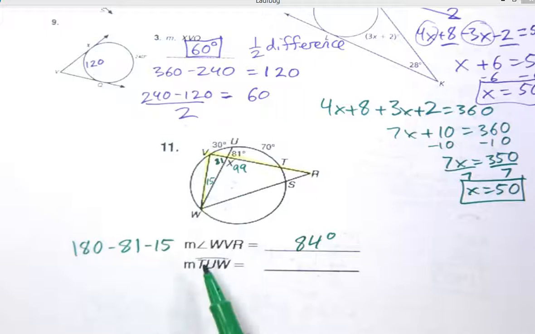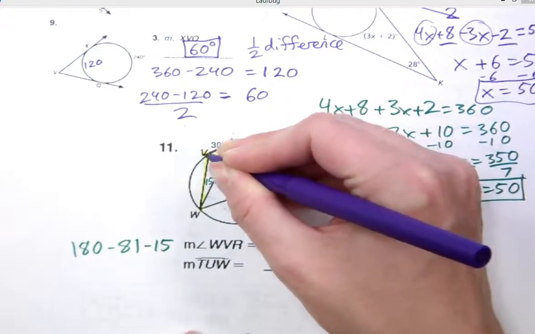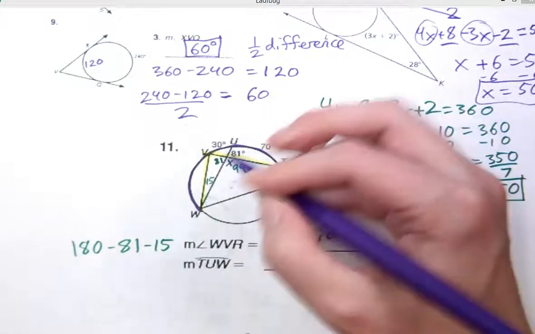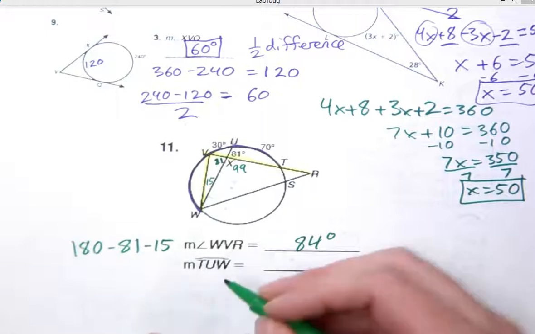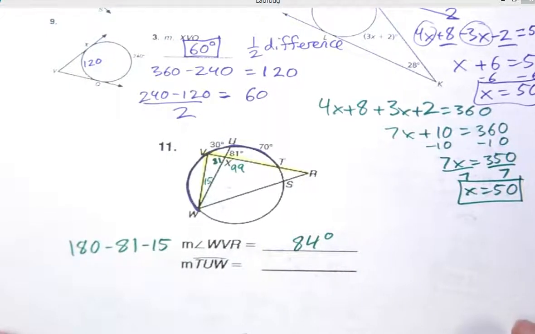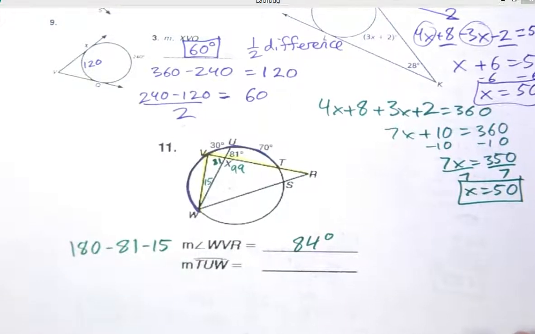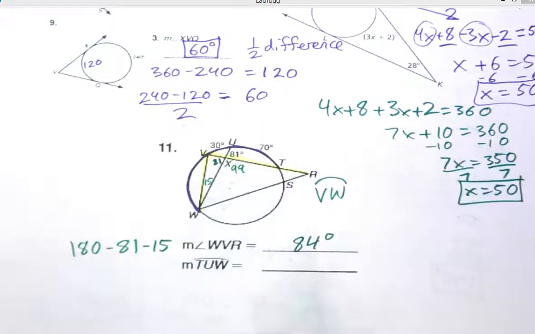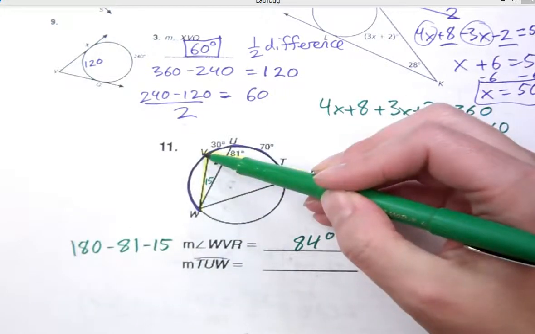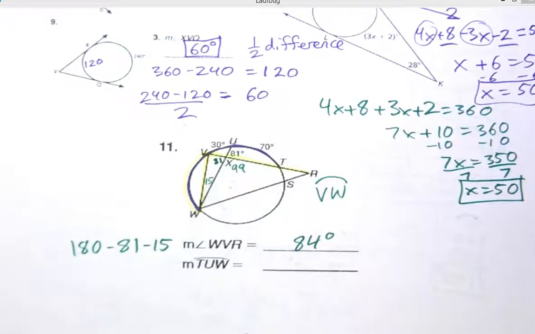Alright, the next thing they ask us for is TUW. So TUW goes from here all the way around. So we already have the 30, we already have the 70, we just have to find arc VW is all we need to find. So any ideas on how we could find arc VW? Arc VW, I said the wrong word. Arc VW, how could we find this portion right here? Do we have an inside angle? Do we have anything to help us?